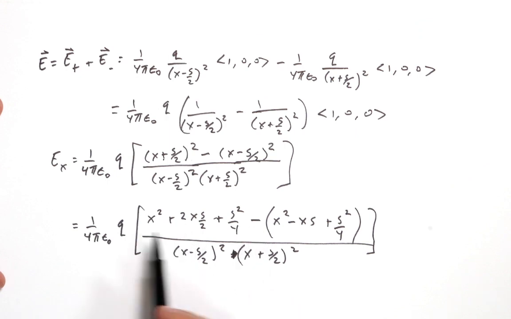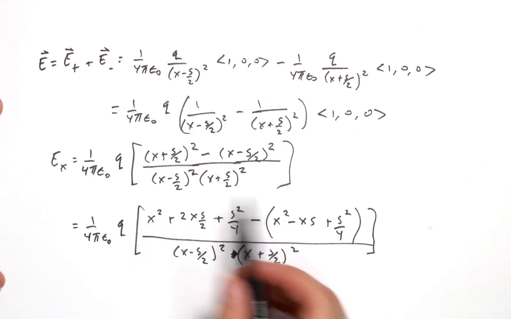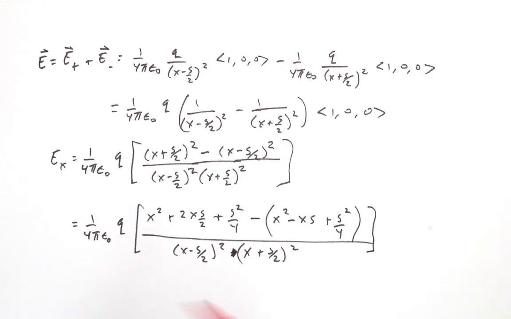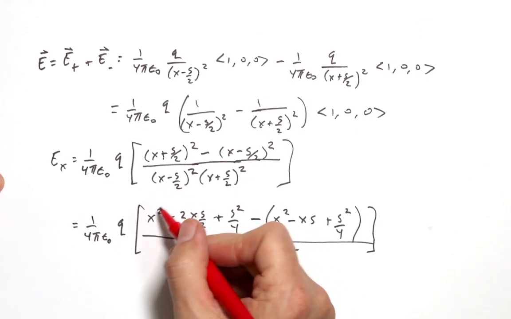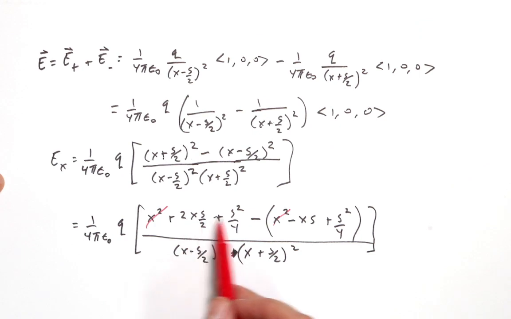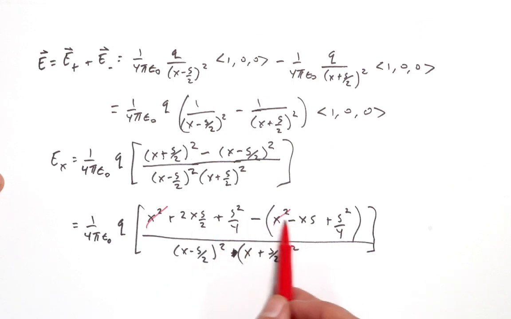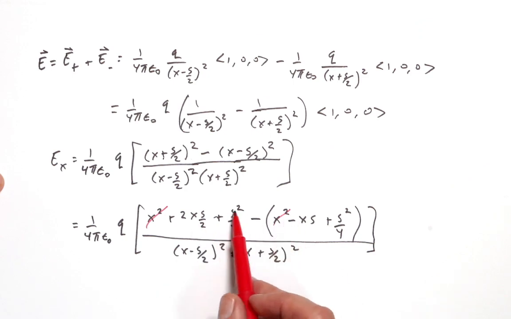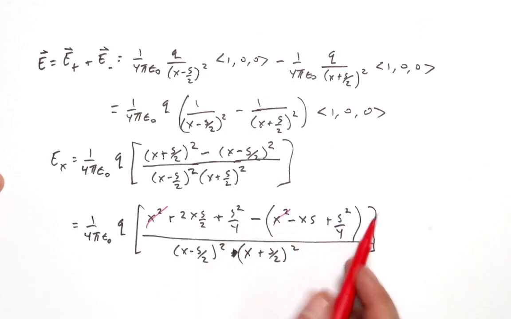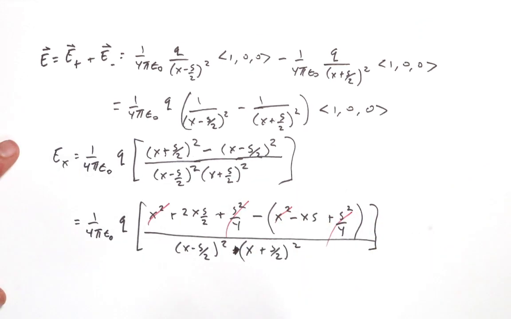Okay, look what's happening here. Here I have an x squared, and here I have a minus x squared, right? So those cancel. Let's cancel in red. Red cancels, right? Cancel. Cancel. Here I have xs, and then I have minus xs, minus a negative xs. So those don't cancel. They add up. And then here I have an s squared over 4 minus s squared over 4. Cancel. Okay, so now I get this.